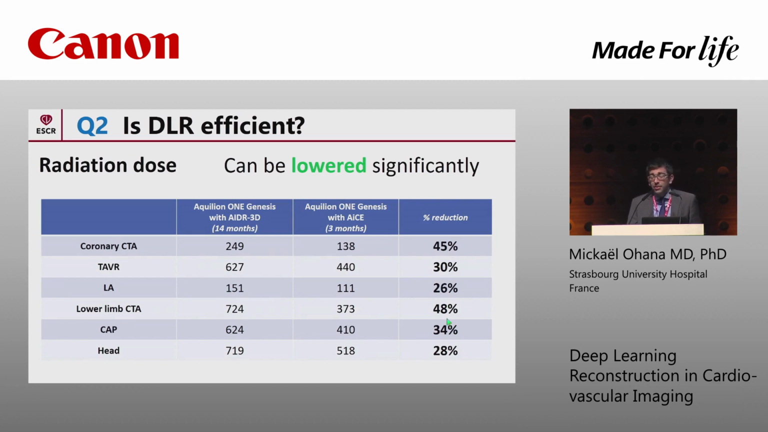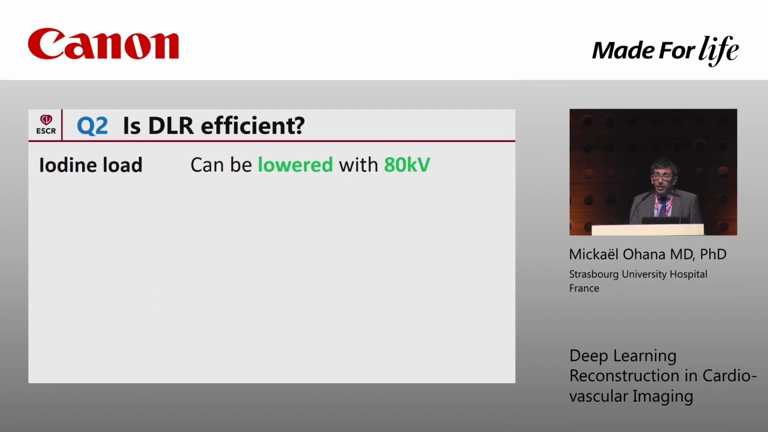And I think what is most impressive is for head CT. You know that for head CT, it's very difficult to lower the dose because you have the skull to go through. And even that, well, you can achieve significantly lower levels with at least identical or even better image quality. And finally, about the results, can we also reduce the iodine load?